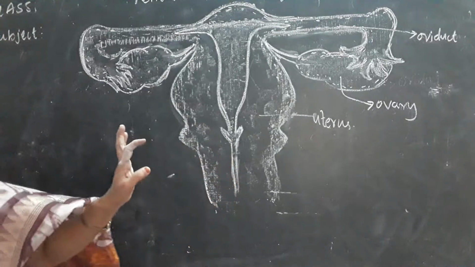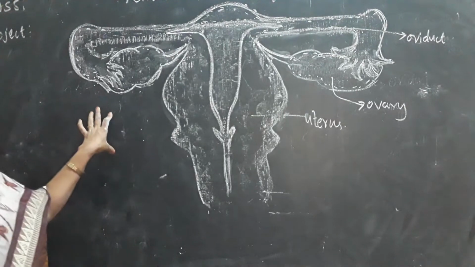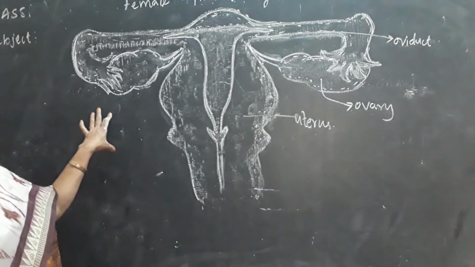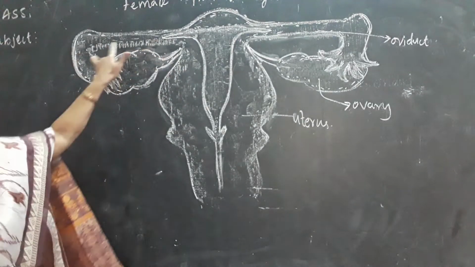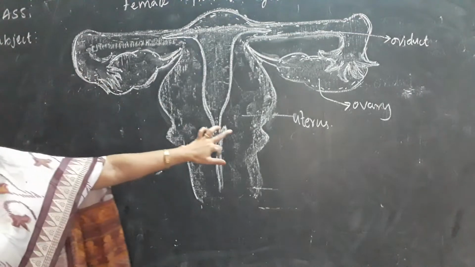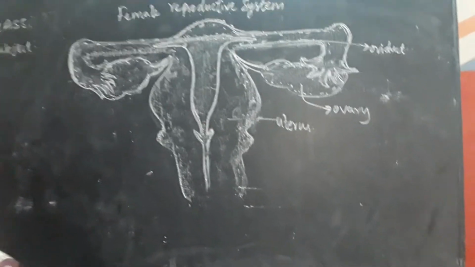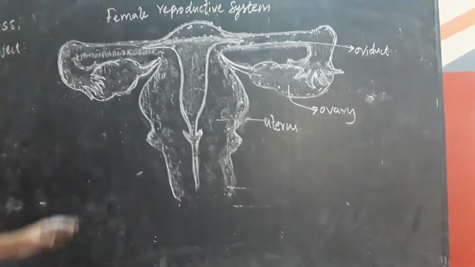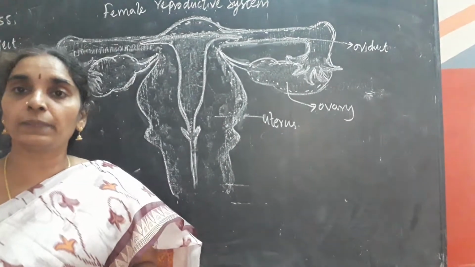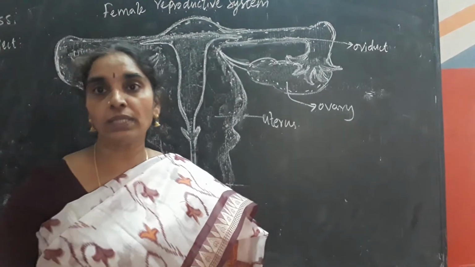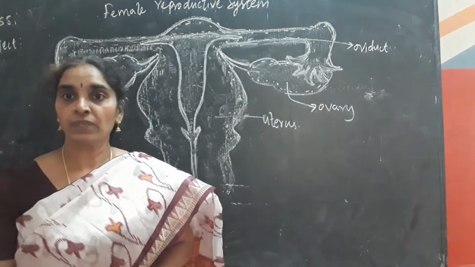So here, children, about the female reproductive system, you see here. This is the female reproductive system, which contains a pair of ovaries, oviducts or fallopian tubes, and the uterus. The female reproductive system is present inside the abdomen, whereas you know that the male reproductive system is present below the abdomen. The female reproductive system is present inside the abdomen below the navel region.